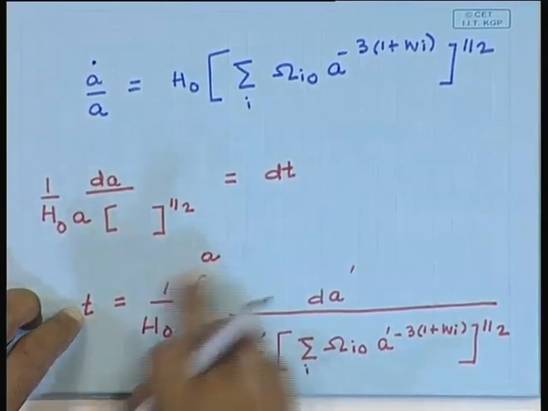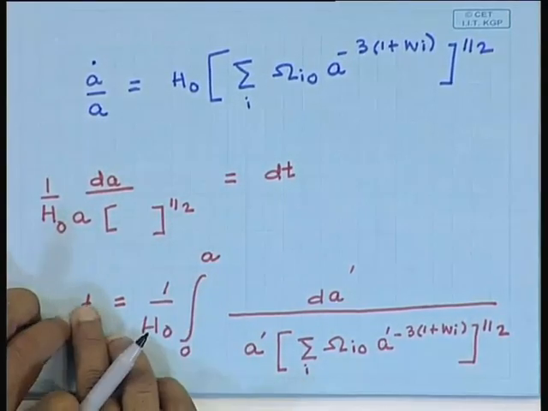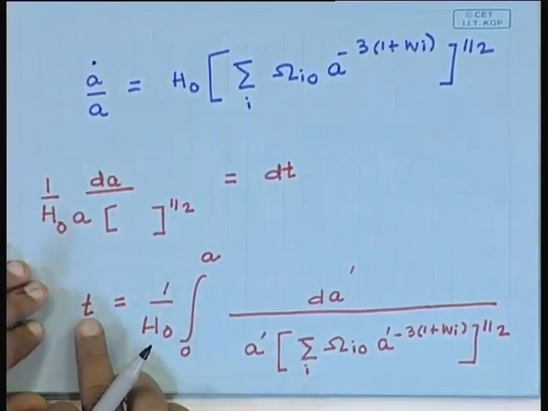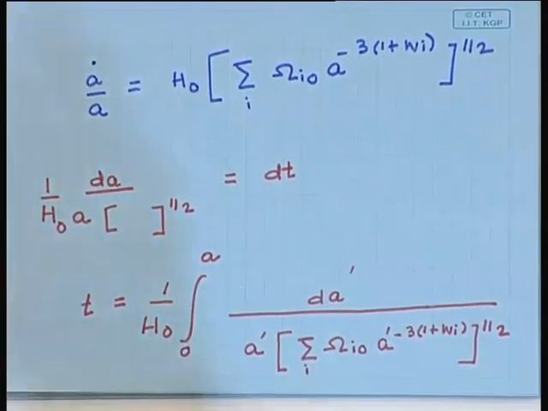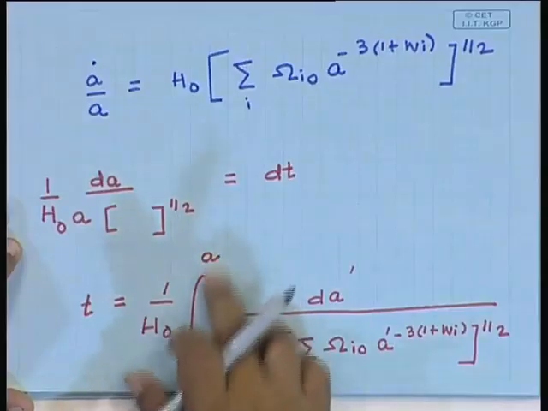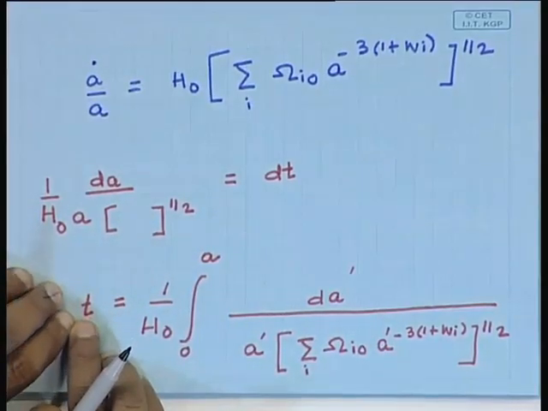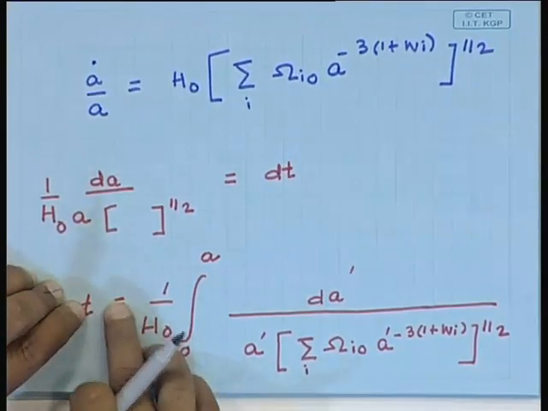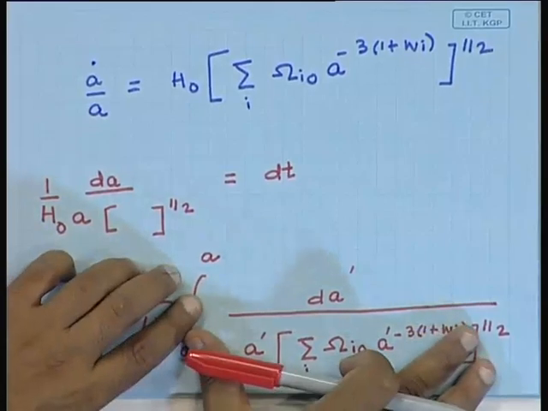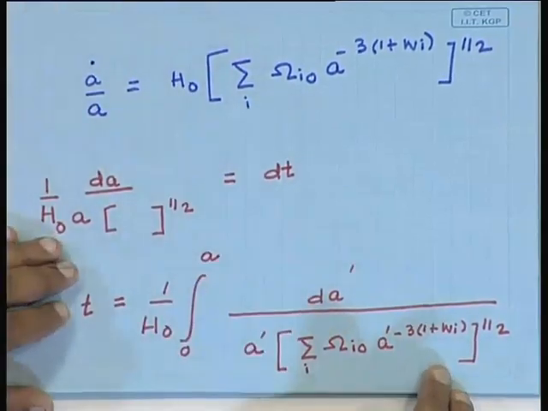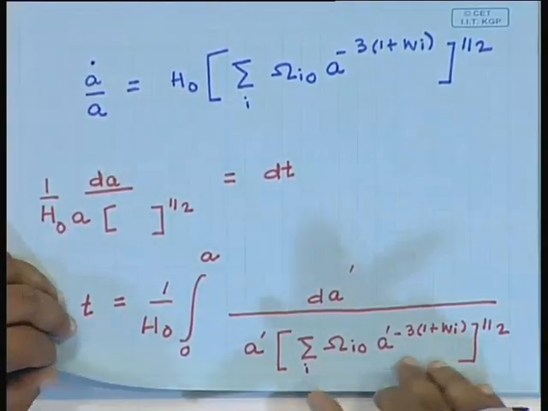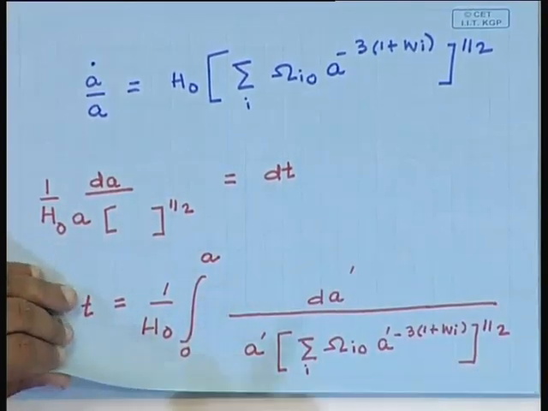Once you do this for different values of A, you can invert it and get A as a function of time. If you wish to calculate the age of the universe, how will you use this? For the present age of the universe, what is the present value of the scale factor? The present value of the scale factor is 1. So you just integrate from 0 to 1 and it will give you the present age of the universe. So the present age of the universe is 1 by the present value of the Hubble parameter into some number, and this number is going to be less than 1 if the universe is decelerating. It could be more than 1 if the universe is accelerating. It will be exactly 1 if we have free expansion.